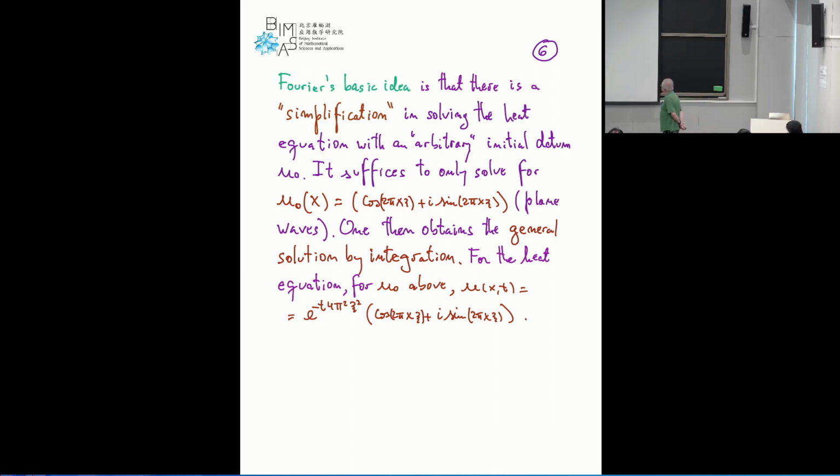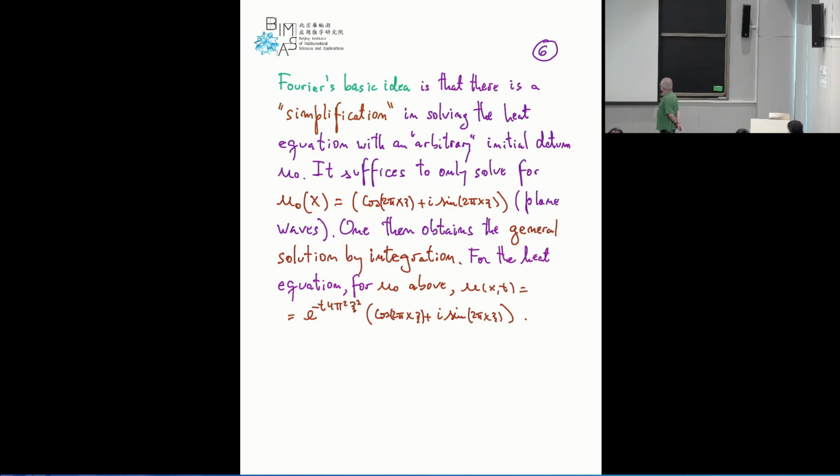So it's enough to solve it for these trigonometric functions, cosine 2 pi x xi plus i sine 2 pi x xi, which represent plane waves. And then if you solve it for this one, you get the general solution by integration in the parameter xi against the function c of xi.